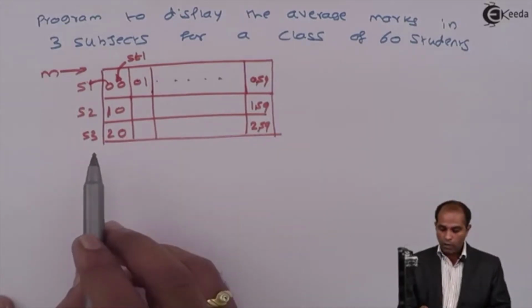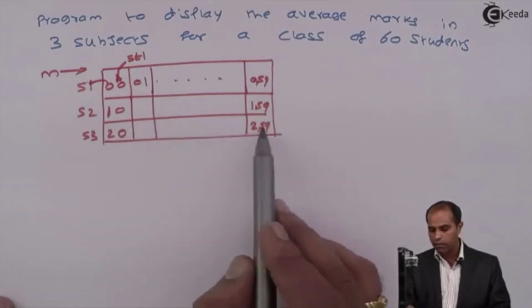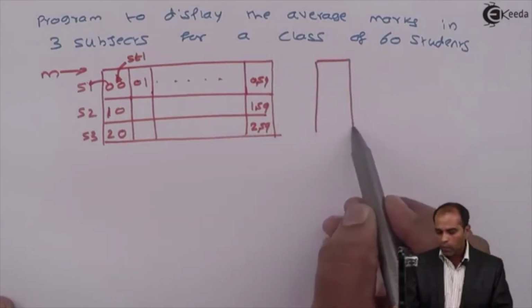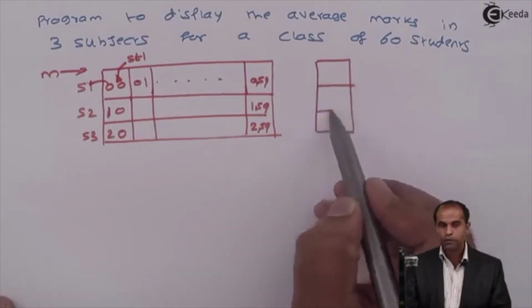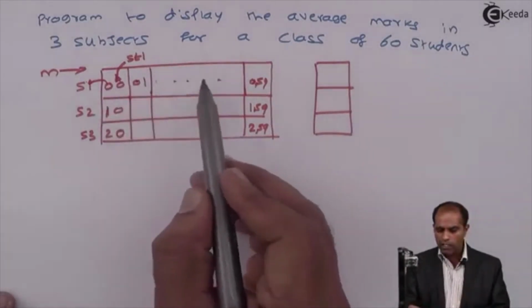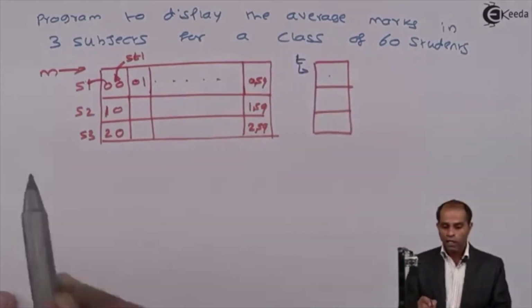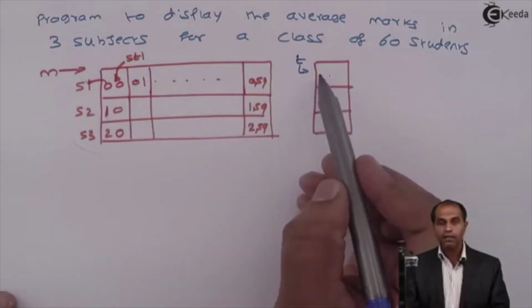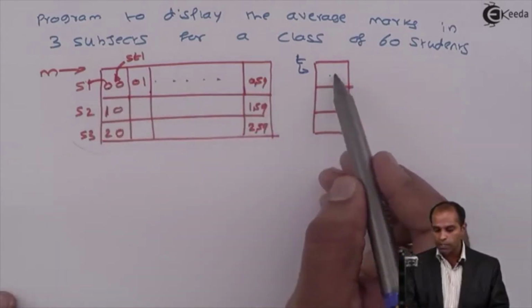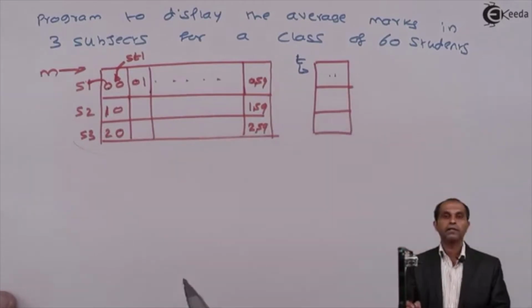Now, I have to find the average marks of subject 1, the average marks of subject 2, and the average marks of subject 3. For that, I'll declare a one-dimensional array which will have just 3 rows. In the first row, I'll add all these elements and store them into this. Let me say this is an array called T. M is the array which is going to store the marks, and T is going to store the sum of all these marks. So all the 60 student marks are added and stored into T.